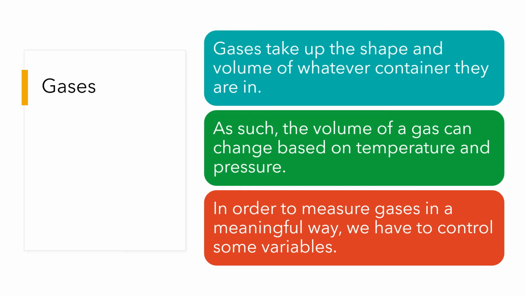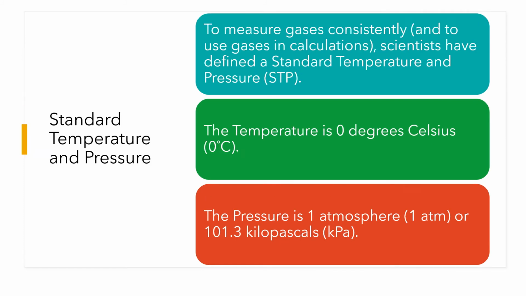And while we'll get deeper into gases in a later unit, it's worth mentioning now that temperature and pressure can affect volume. As such, we have to control some of these variables in order to convert volumes of gases into moles. To measure gases more consistently, and to make it a bit easier to do calculations for gases, scientists have defined a set of standards for temperature and pressure of gases, which is called standard temperature and pressure, or STP. The temperature for standard temperature and pressure is 0 degrees Celsius, or 32 degrees Fahrenheit, and the pressure is 1 atmosphere, or 101.3 kilopascals.